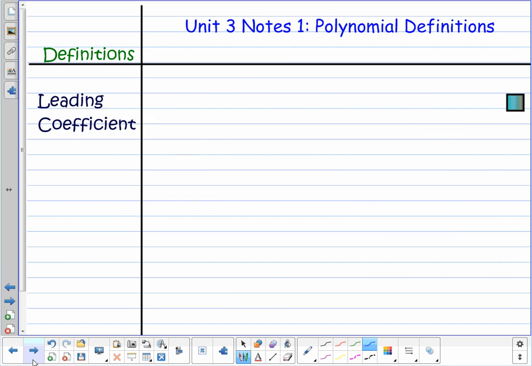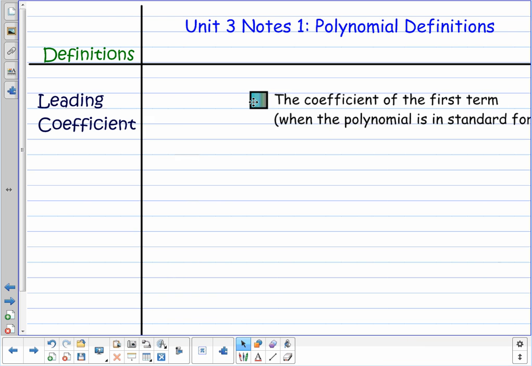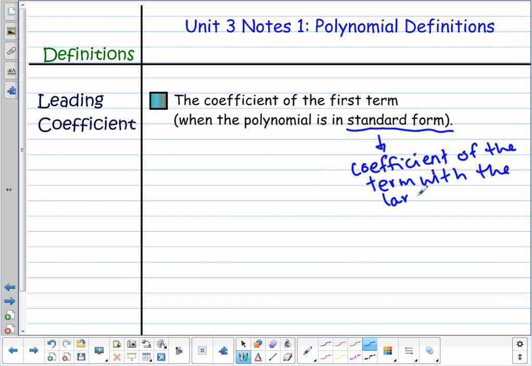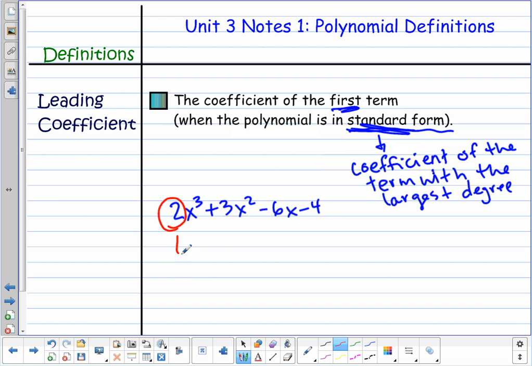And then the last term that we're going to talk about is the leading coefficient. The leading coefficient is the coefficient of the first term as long as the polynomial is in standard form. Or in other words, it's the coefficient of the term with the largest degree. Okay, so it's the first term as long as you have it written in standard form. So if I go back to that same example that I've been using, 2x to the third plus 3x squared minus 6x minus 4, my leading coefficient is 2.